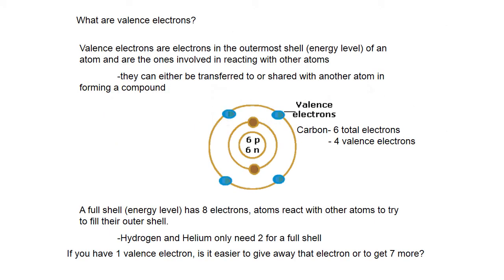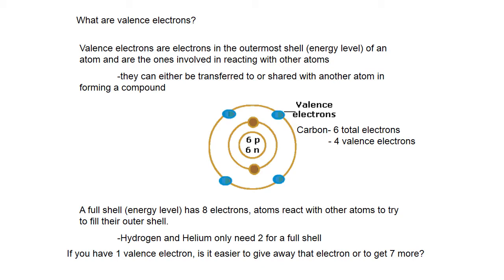We noted in our descriptions of atoms that different electrons have different energy levels. The electrons in the outermost shell or energy level of an atom are called valence electrons. They are the ones involved in reacting with other atoms. Whenever compounds form, they are either transferred from one atom to another or shared between the two atoms.